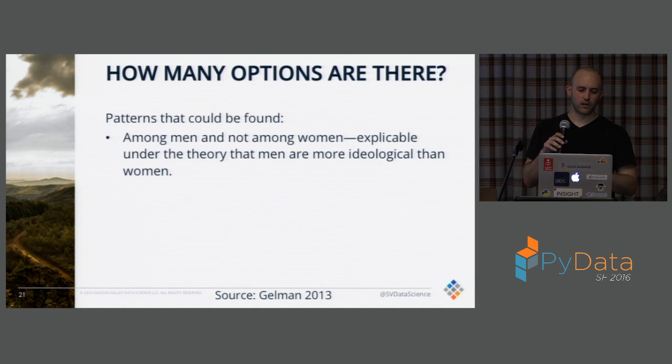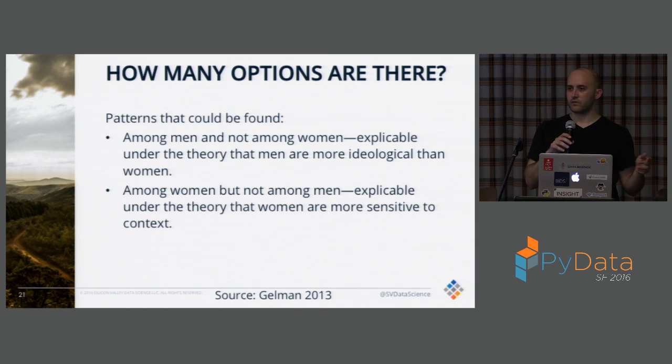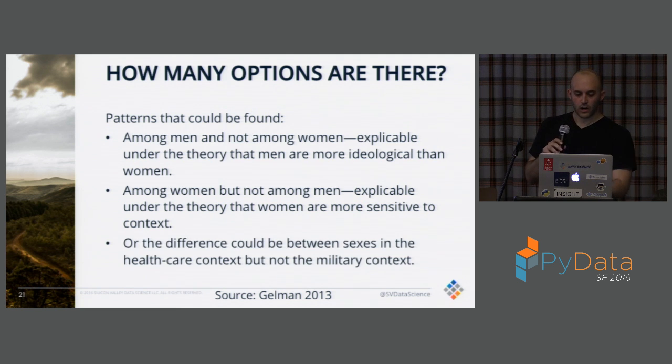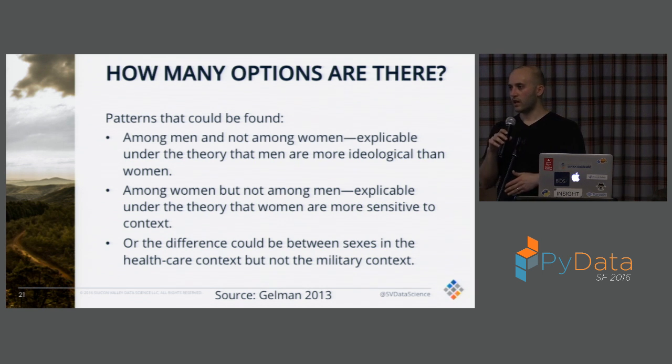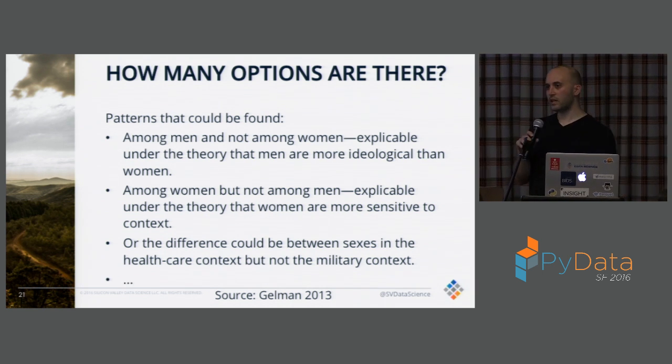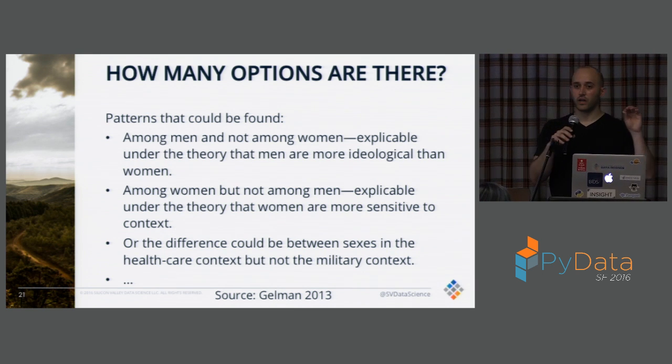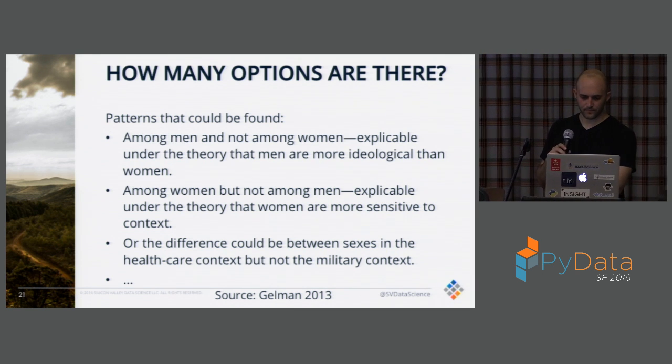among men, but not among women. There is a difference between the Republicans and Democrats in this math test, which could be explicable under the theory that men are more ideologically driven than women. Or it could be found among women, but not among men. So this is explicable under the theory that women are more sensitive to context. Or there could be a difference between the sexes in the healthcare context, but not within the military context. And so on and so forth. So there's many possible comparisons, even if you already have the research question stated ahead of time.